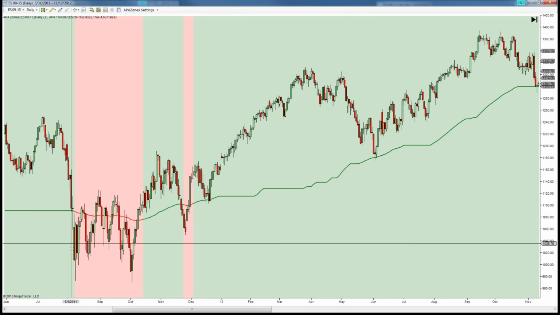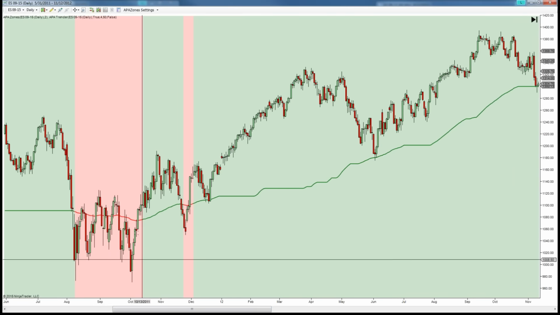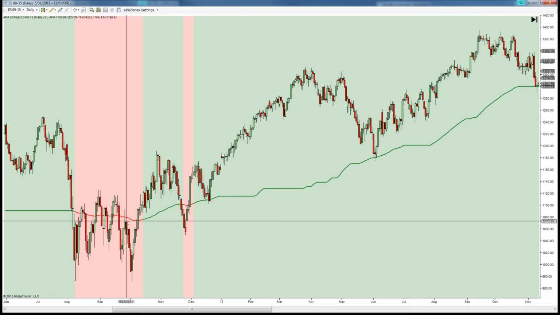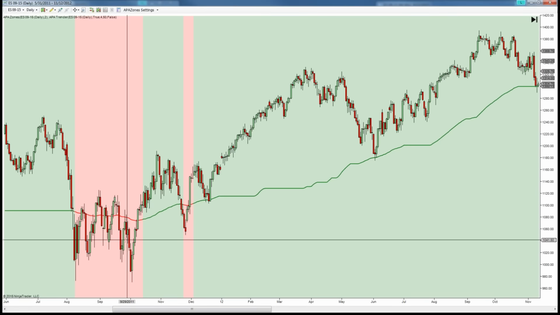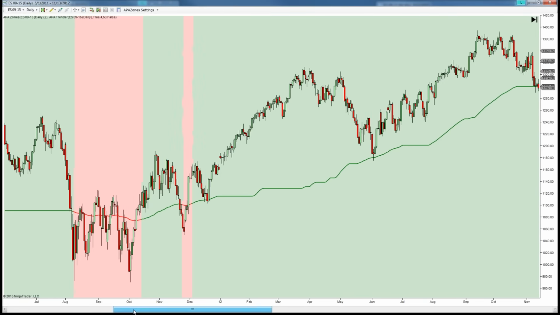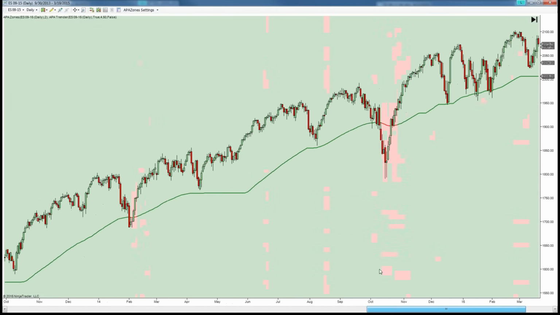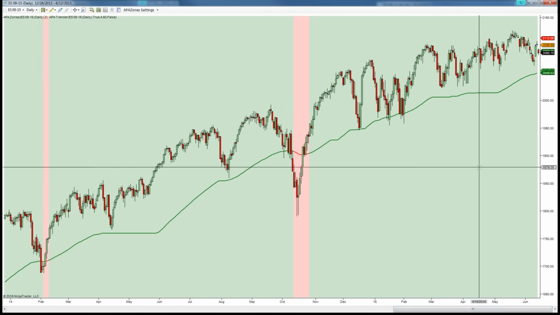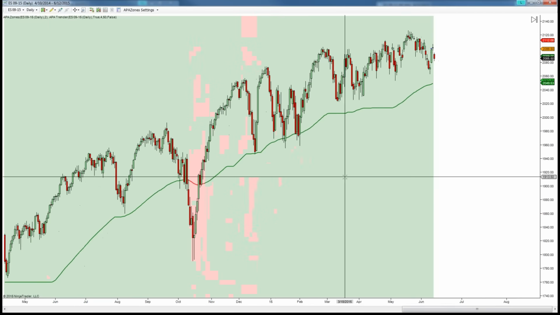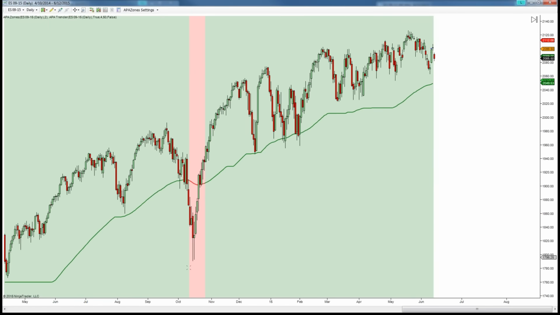I don't know why this current price action reminded me of this, but it did. We've only had very small pullbacks since that time. There was one kind of big over here in October.